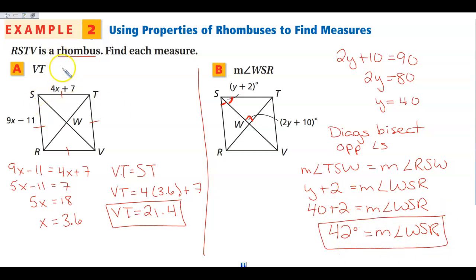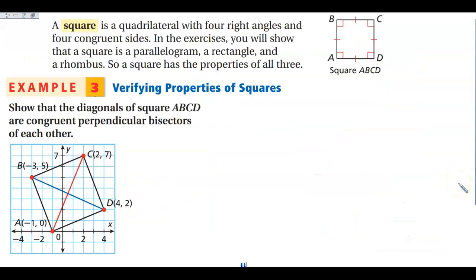All right. And this one we used the property that all the sides were congruent. So if you want to make note of that, okay, and this is our property here. Okay, and then this property here is that the diagonals are perpendicular. So we've used all of the properties of a rhombus in these two examples. All right. Again, if you have questions, please let me know. All right, next one is a square.